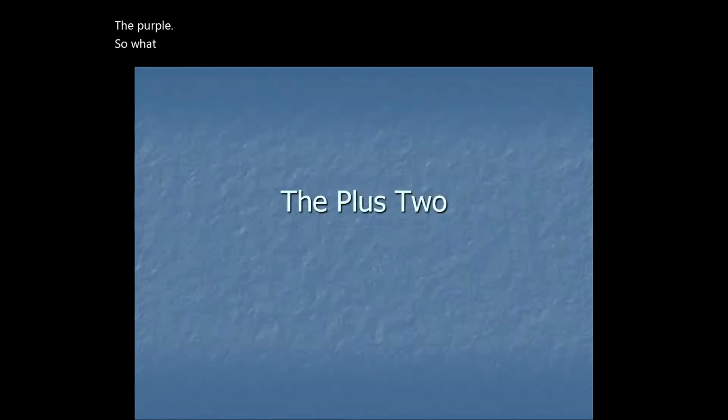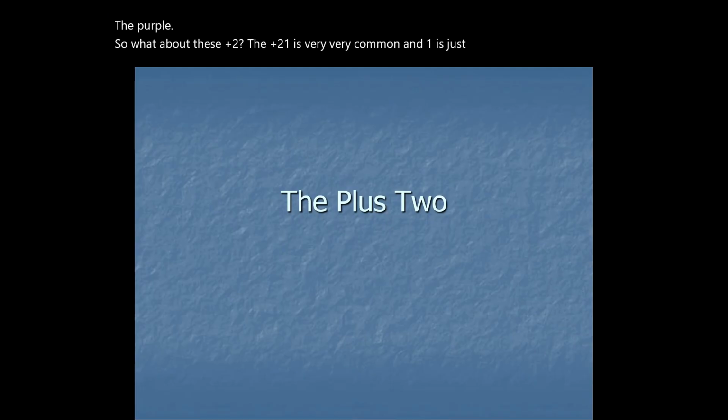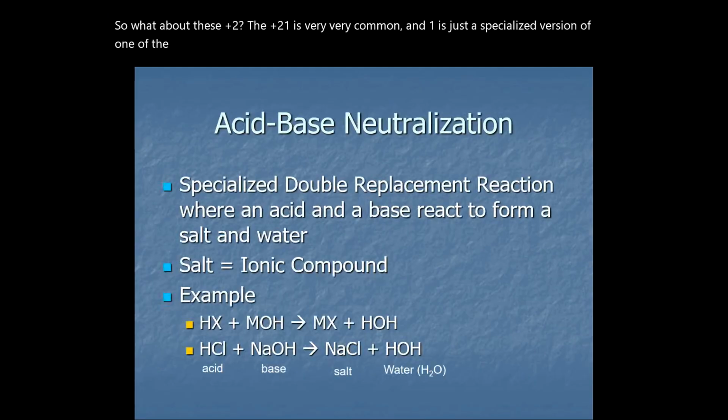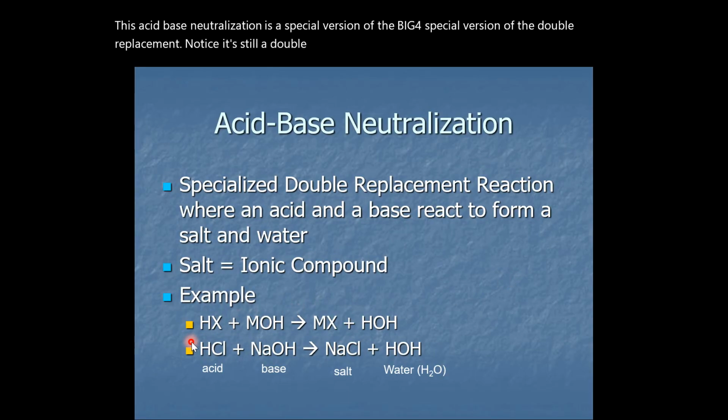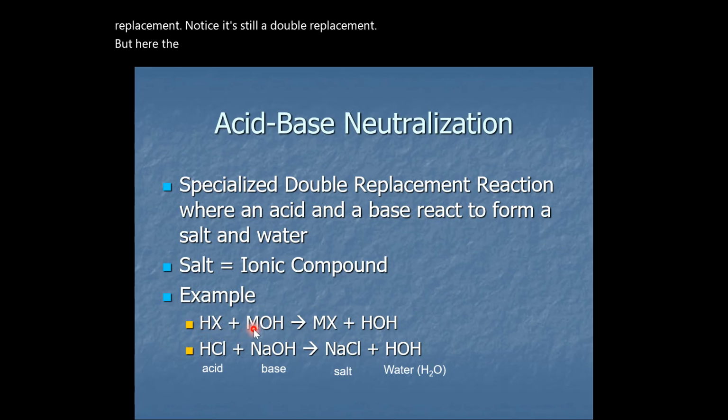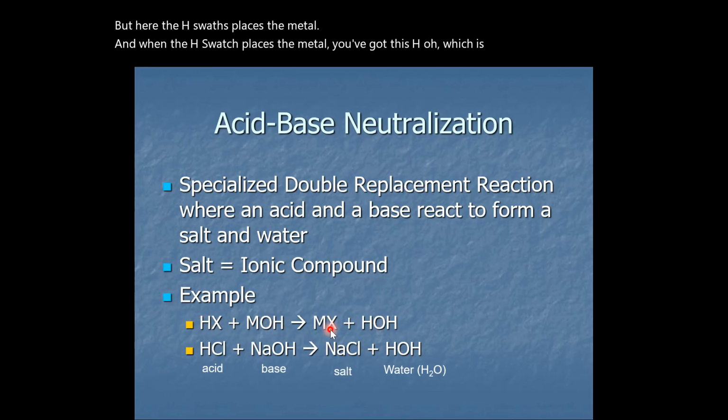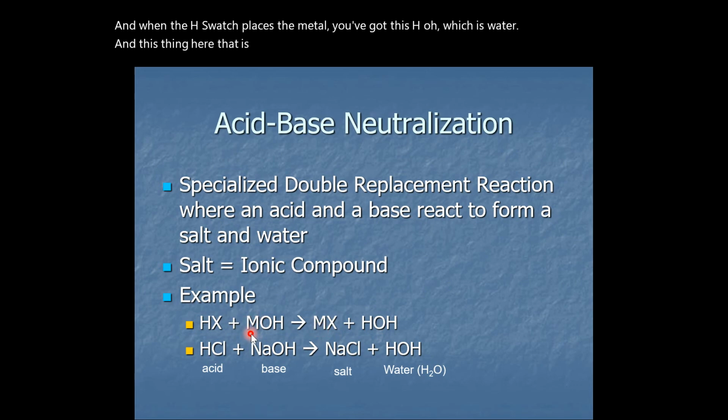So what about these plus two? Well, one is very, very common, and one is just a specialized version of one of the big four. This acid-base neutralization is a special version of the double replacement. Notice it's still a double replacement, but here the H swaps places with the metal, and when the H swaps places with the metal, you've got this HOH, which is water, and this thing here that is the metal that was in the hydroxide with the non-metal that was with the HX.